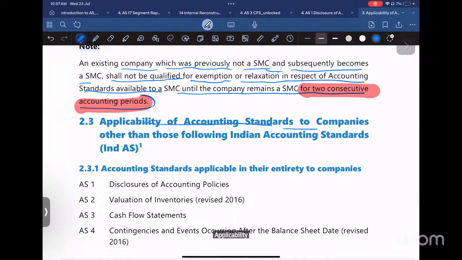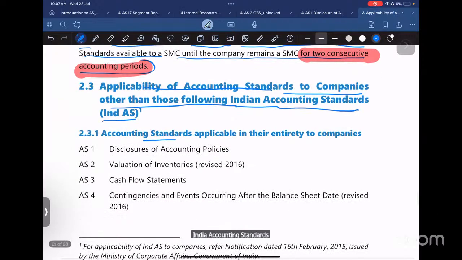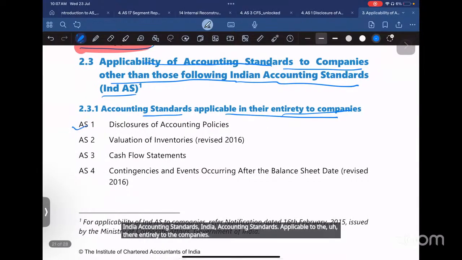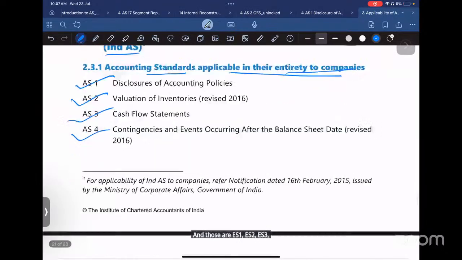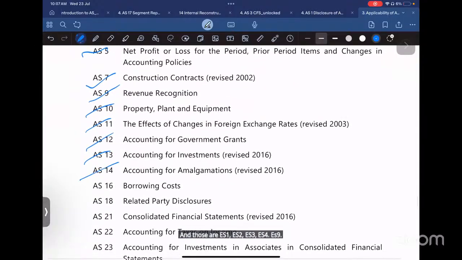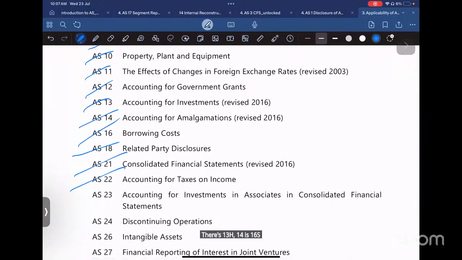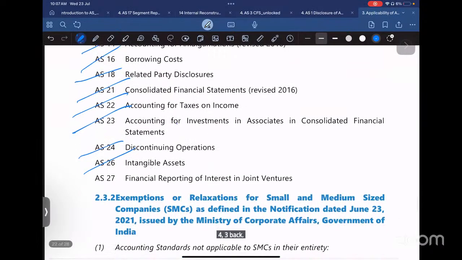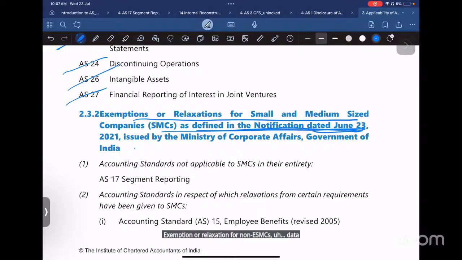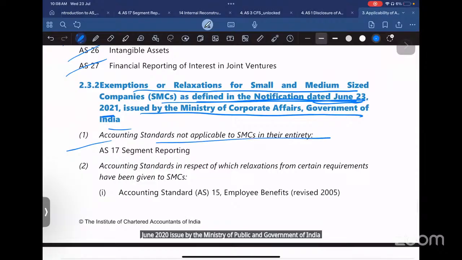Applicability of accounting standards to companies other than those following Indian accounting standards. The AS accounting standards are applicable in their entirety to the companies, and those are AS 1, 2, 3, 4, 5, 7, 9, 10, 11, 12, 13, 14, 16, 18, 21, 23, 24, 25, 26, 27. Exemption or relaxation for non-SMCs is defined in the notification dated 23rd June 2020 issued by the Ministry of Corporate Affairs, Government of India.